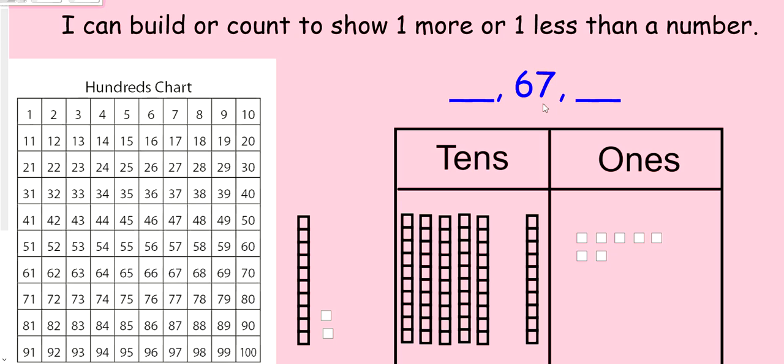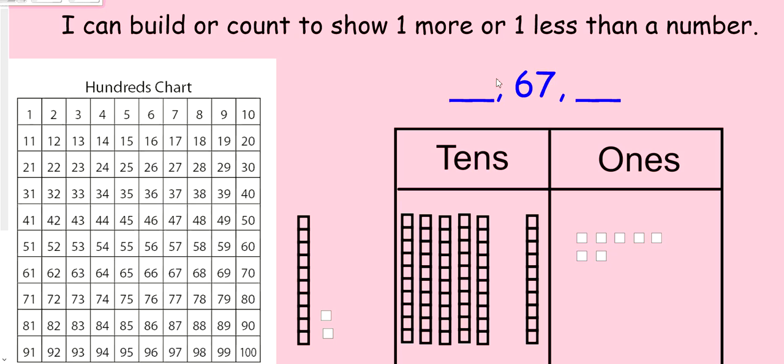67. To use our tens and ones chart, first we need to build 67. 67 has 6 tens, so I built 6 tens in the tens place. How many ones does 67 have? 7. So there are 7 ones built in the ones place. Now, if I look here, it looks like the number before 67 and the number after 67 are missing.